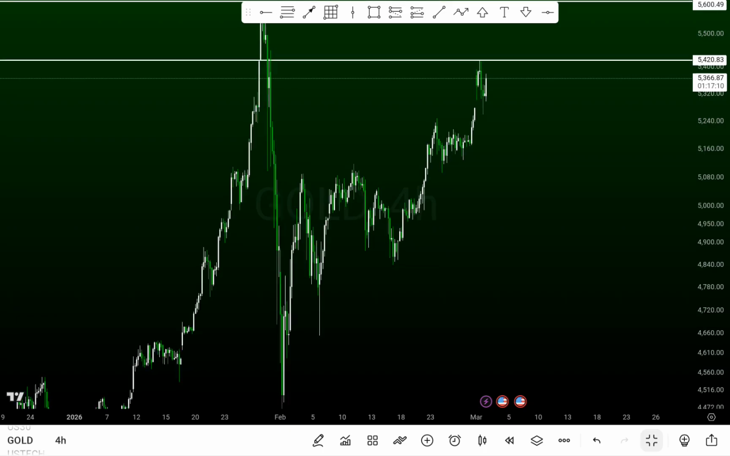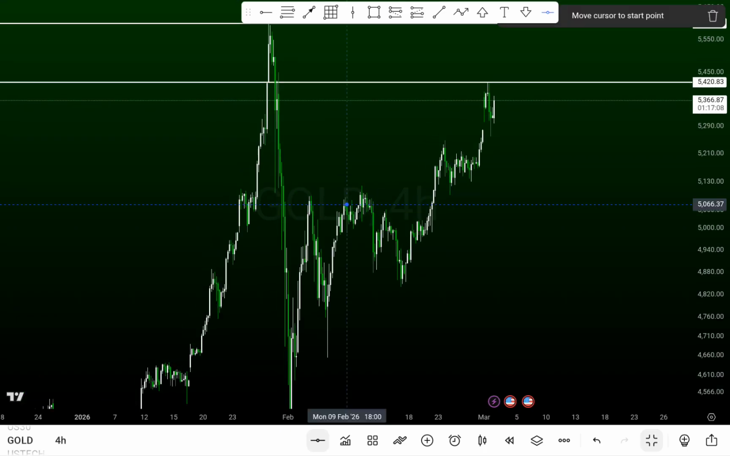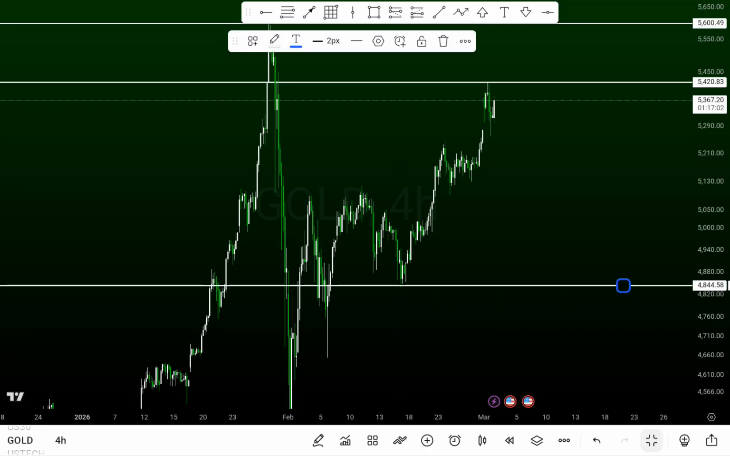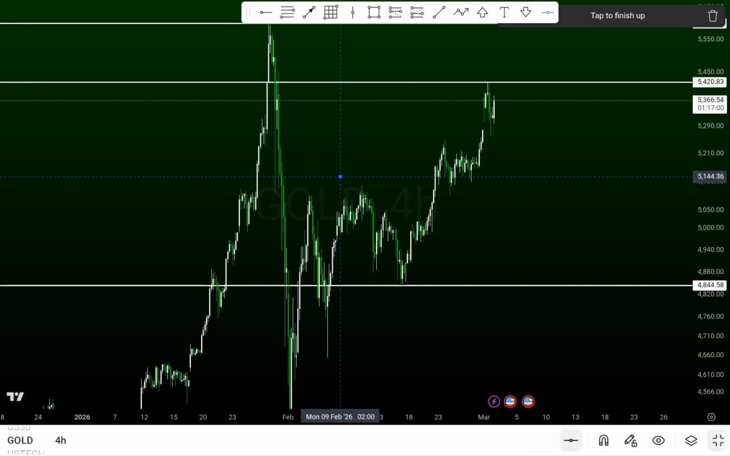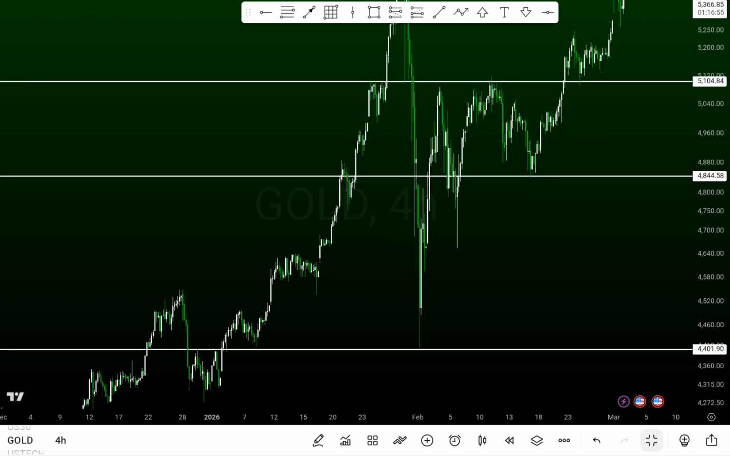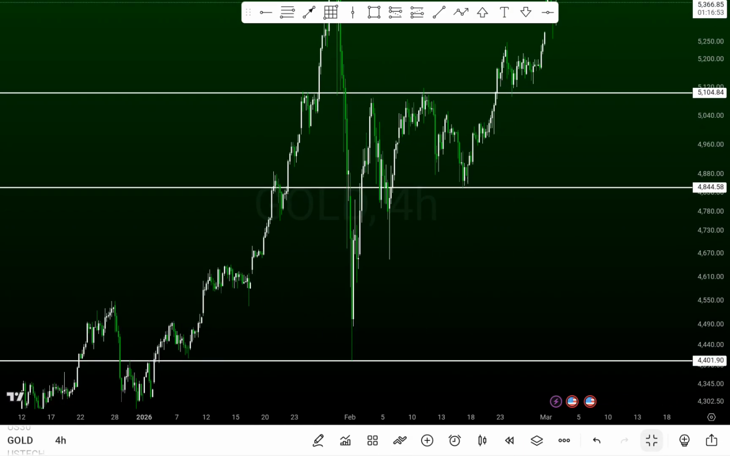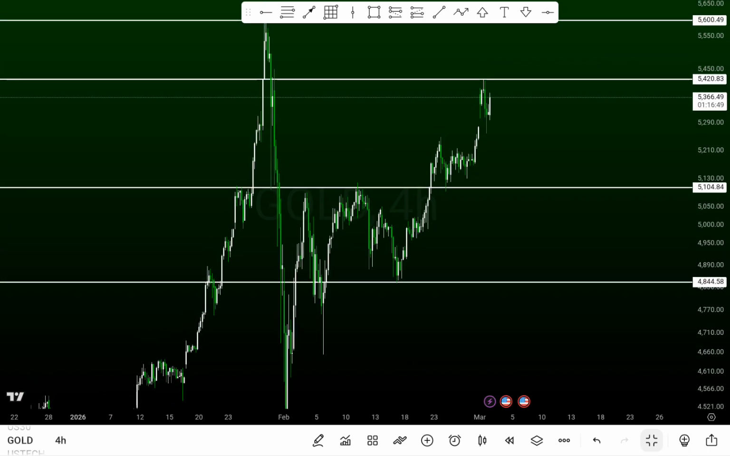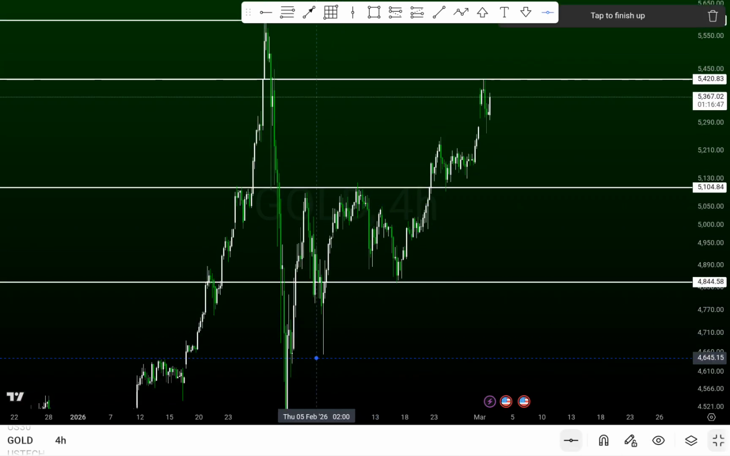After going to my 4 hour, this is what we do. I mark out my last swing low on my 4 hour, and I would mark out this, my last swing high. You understand? And just for market purposes, I normally trade price action. You understand?